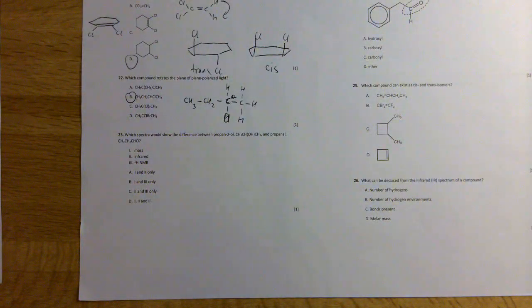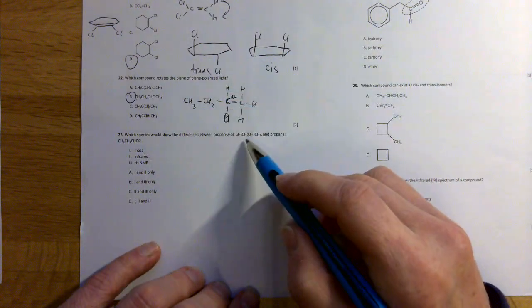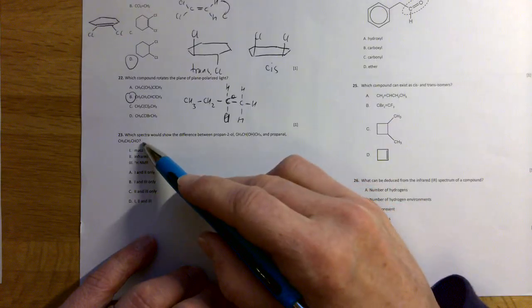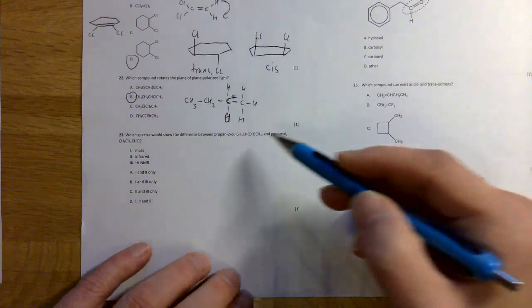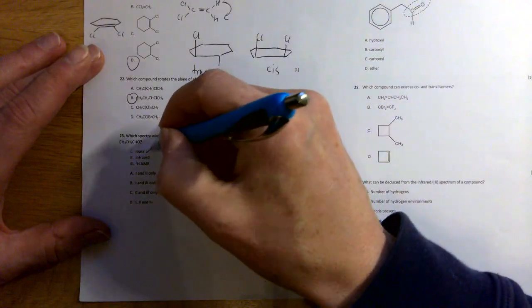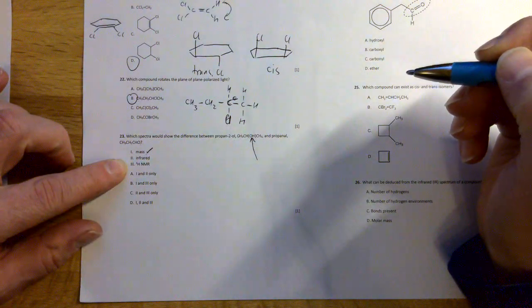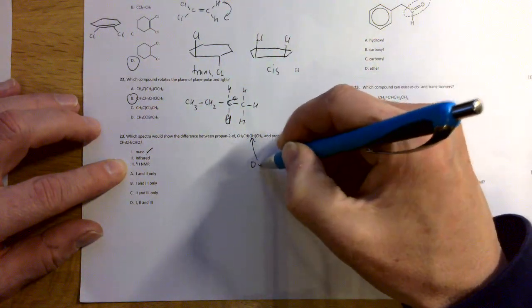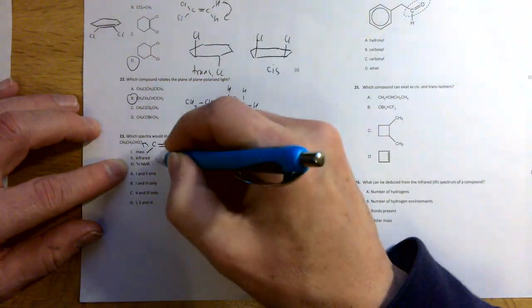Which spectrum would show the difference between propan-2-ol and propanal? All right, let's go through each of these options. The mass spectra are going to be different to each other because this is propan-2-ol and this is propanal, kind of oxidized. You can't get from one to the other directly, but this has got 2 fewer hydrogens, so you have a different mass. So mass works. In infrared, you detect an OH in one and a C double bond O in this one, so that would work lovely.